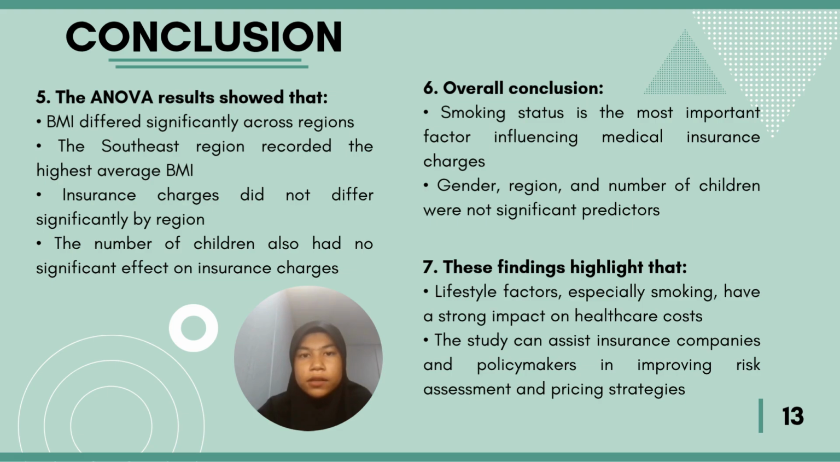For the ANOVA results, BMI differed significantly across regions, with the southeast region showing the highest average BMI. However, insurance charges did not significantly differ by region or by the number of children covered.